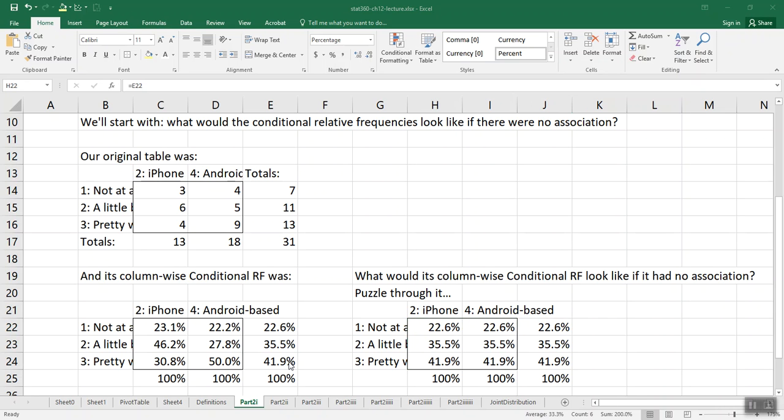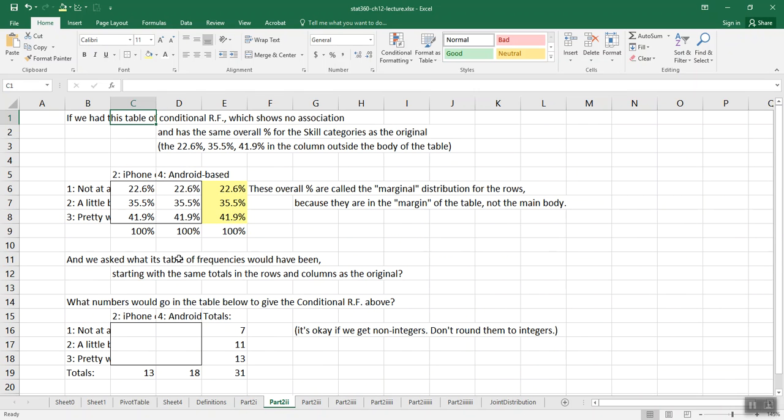So let's go take a look at it again. We said these numbers would have to match these numbers here in the margin. This is called the marginal distribution because it's in the margin of the table. If we had done the conditional relative frequencies by row, we would have a marginal distribution over here.